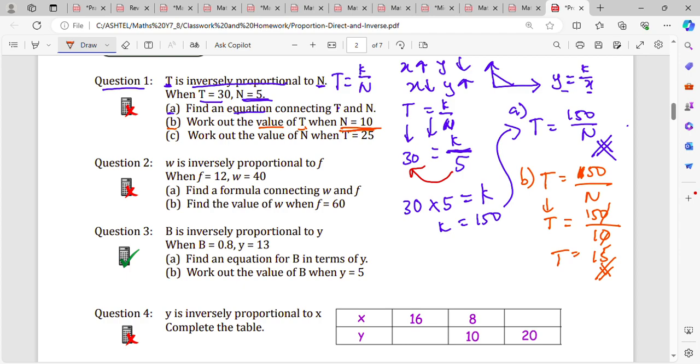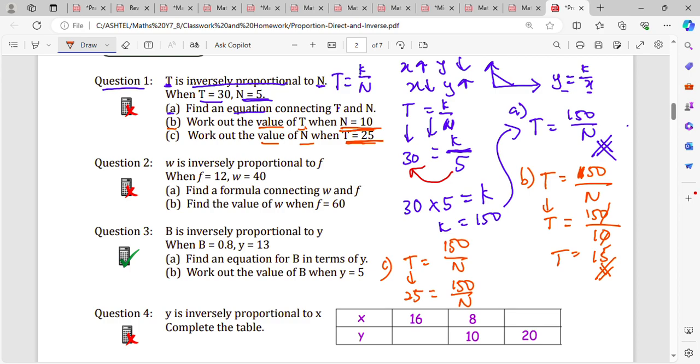Okay, now let's look at C. It's the same rule as well. You need to find the value of n when t equals 25. So it's the opposite. Just now you looked for t, now you're looking for n, given t. Same thing, use the same equation that you have, t equals 150 over n. They give you t is equal to 25, so you just put t equals 25, and then you rewrite the same thing again, 150 over n.